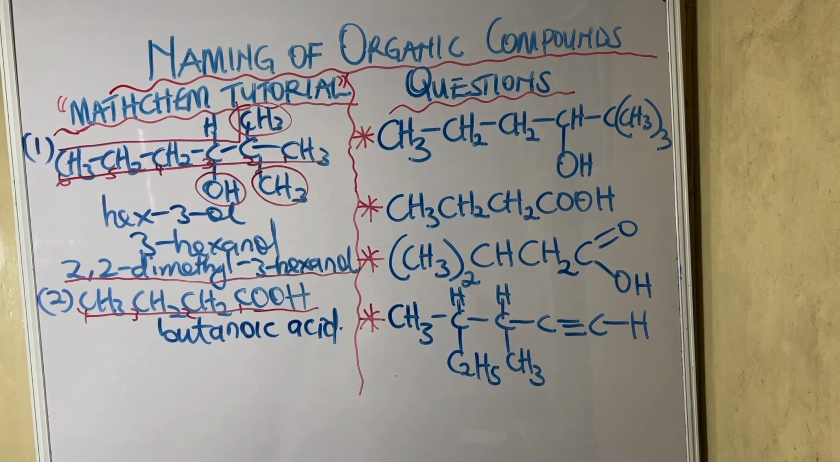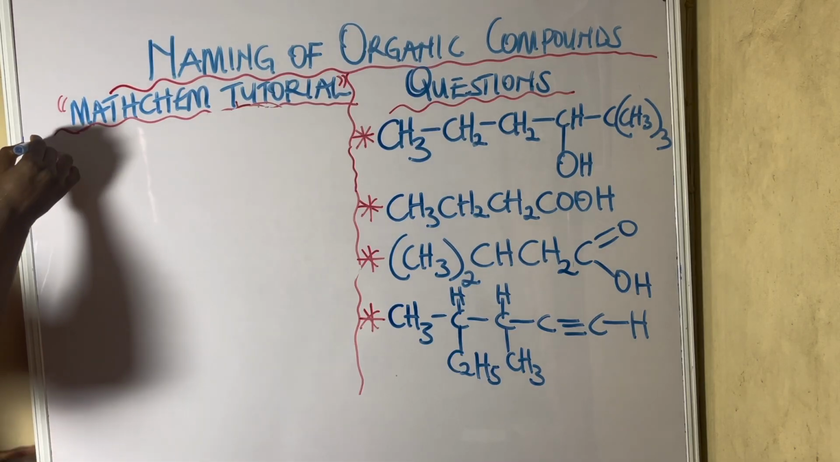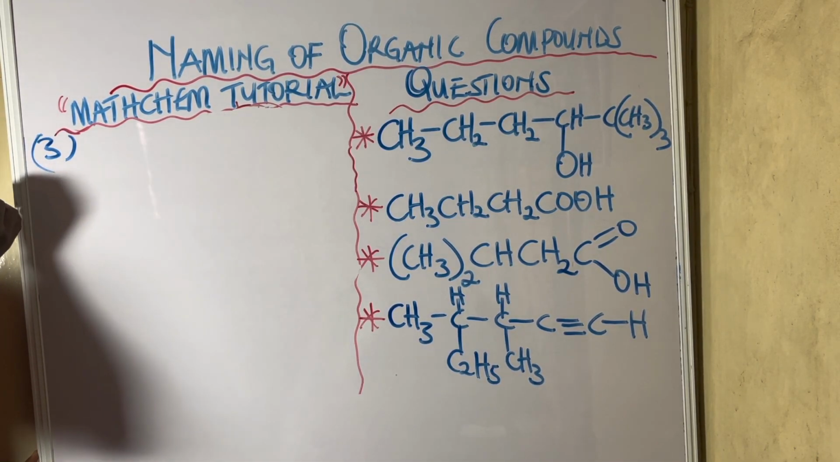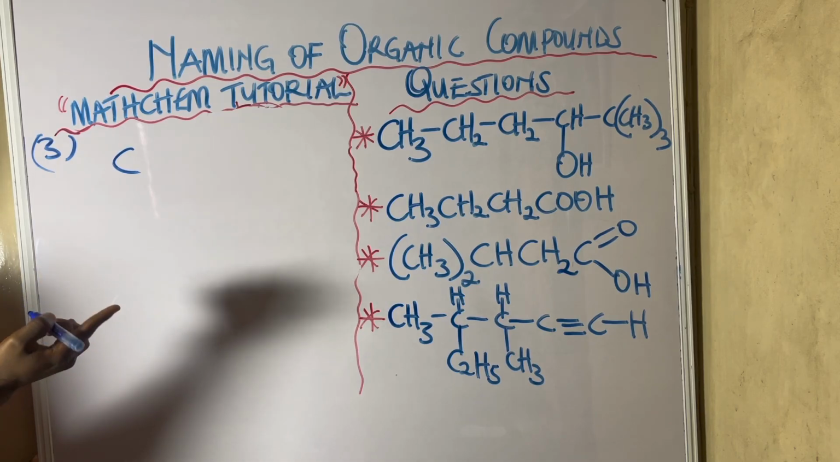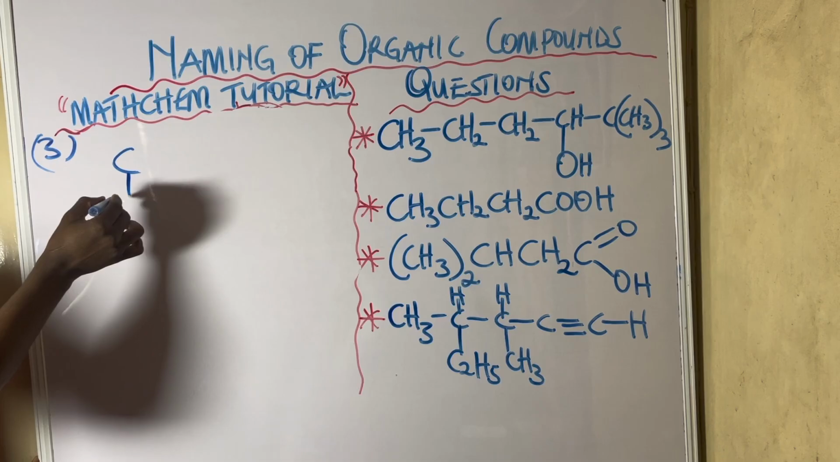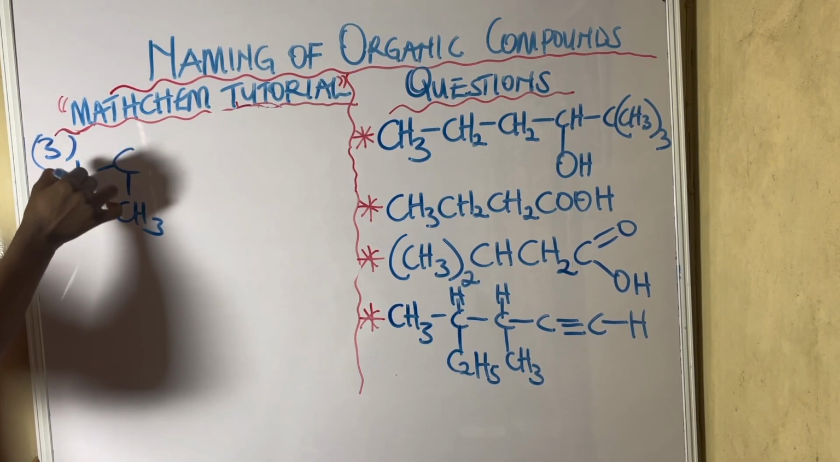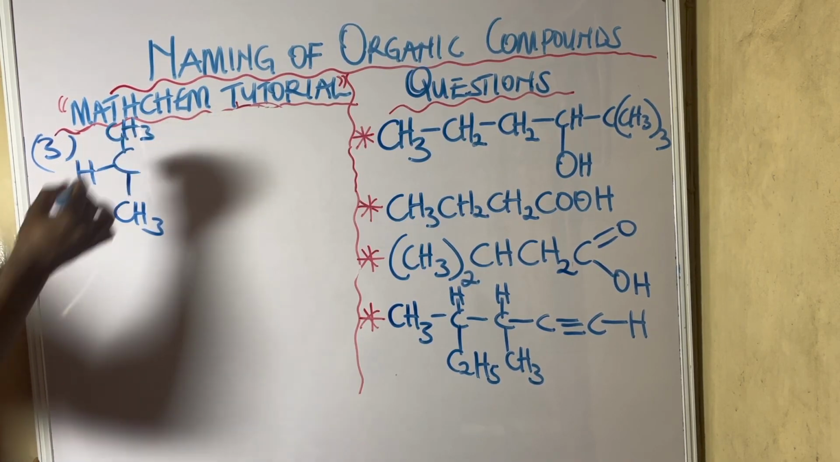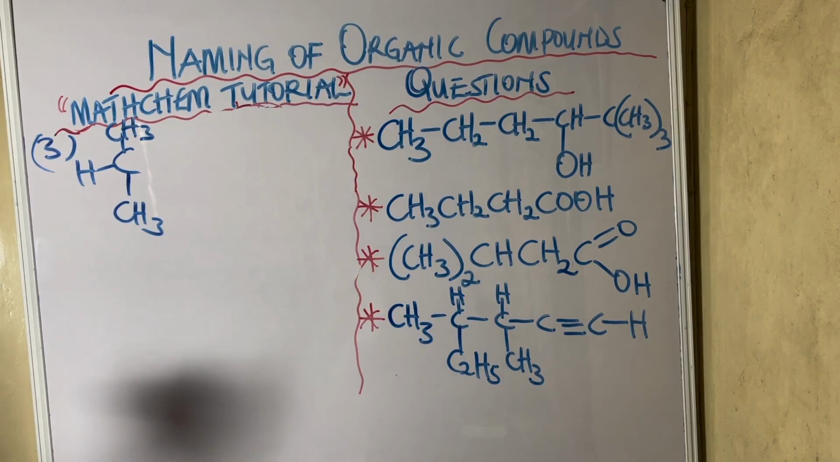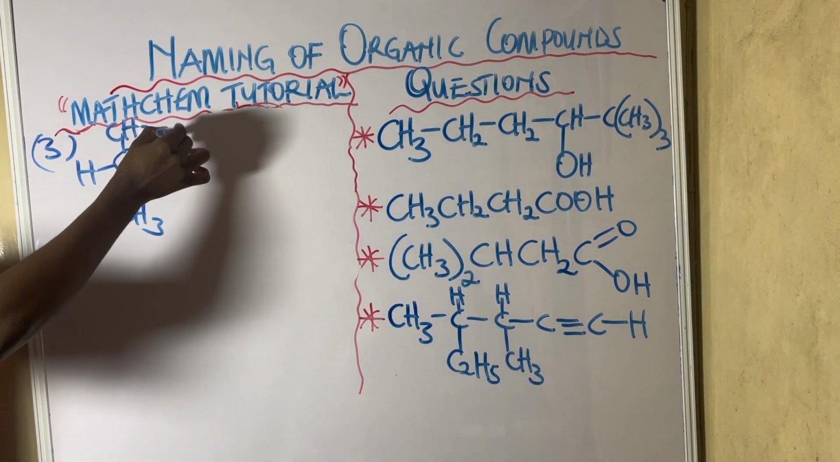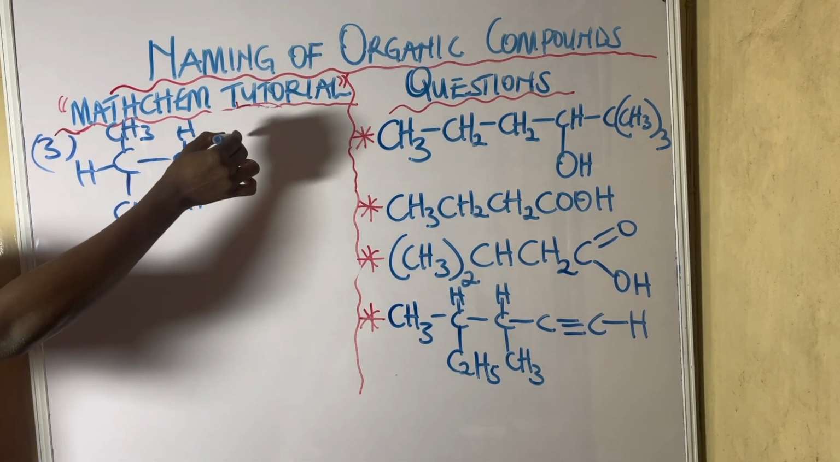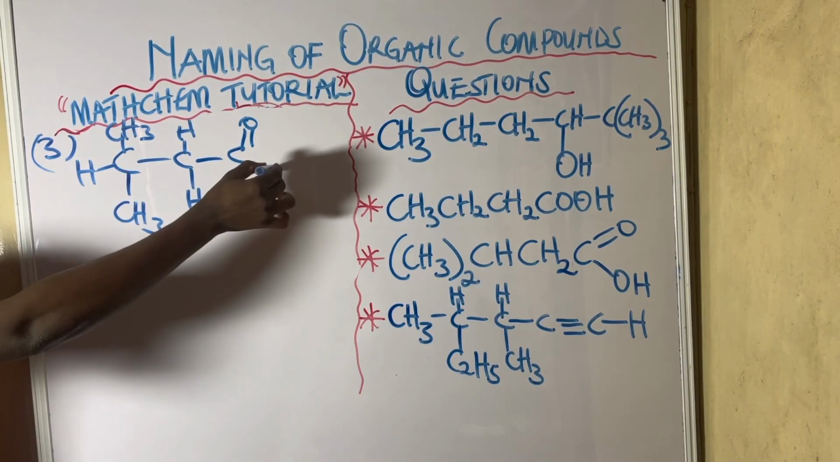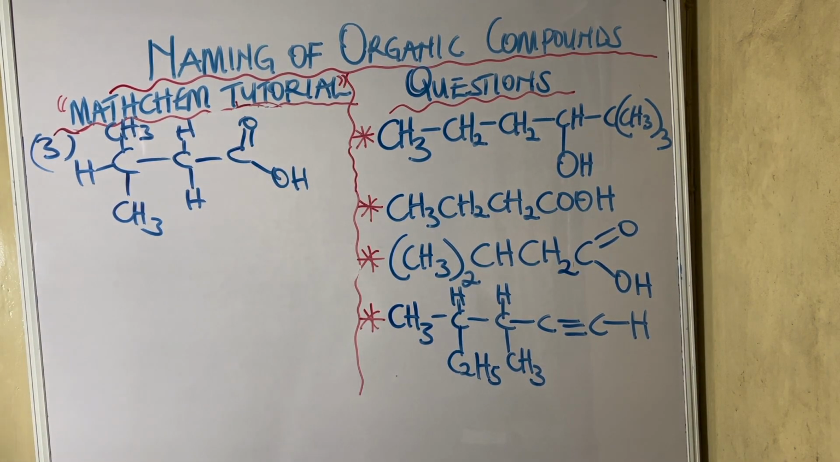Now let's go to question number 3. For question number 3, we have a carbon there. As you can see, that carbon has three things: 2 CH3 with 1 hydrogen. So let me put the first CH3 here, the hydrogen here, and the second CH3 here. So that is what that carbon has. Followed by CH2, so the next carbon has CH2. Let me put one H here and the second H here. And then it has COOH, that is a carboxylic functional group.